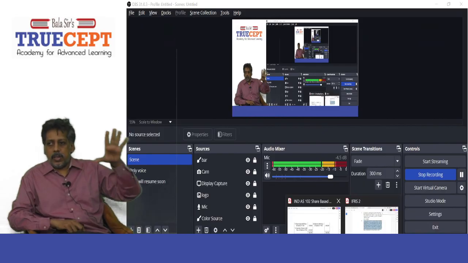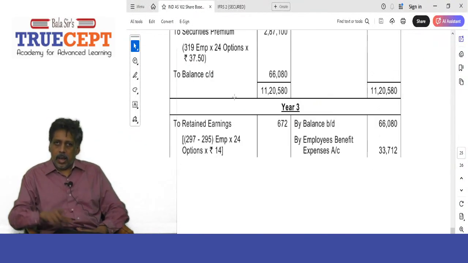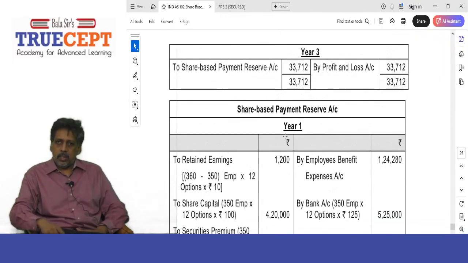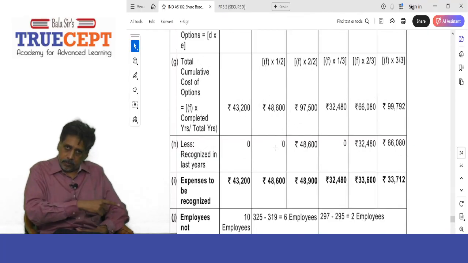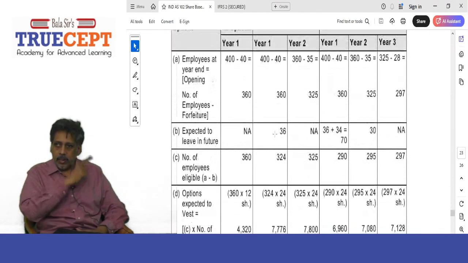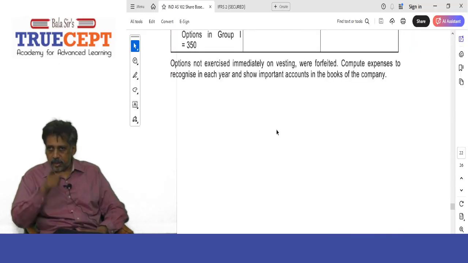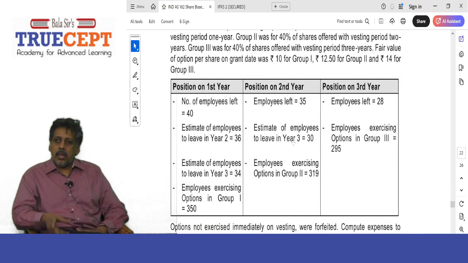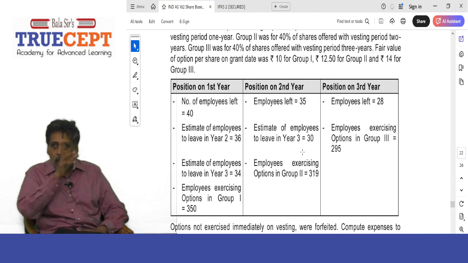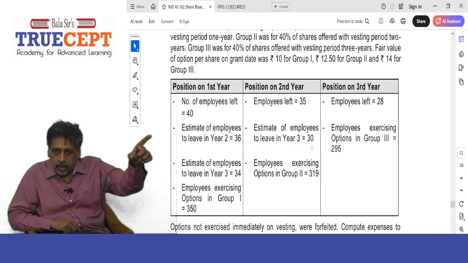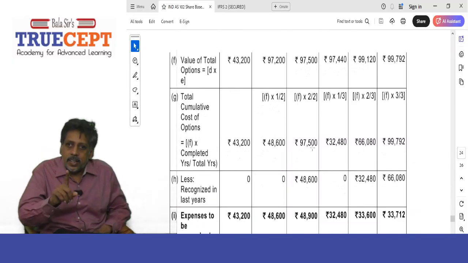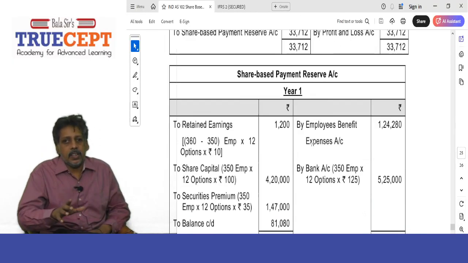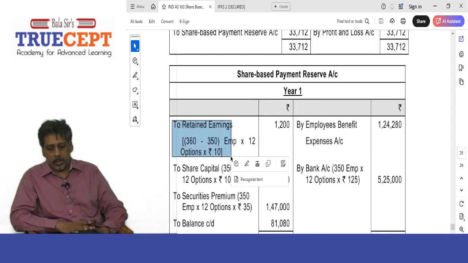Okay, so guys, with that we complete the example, but have in mind that whether the options are exercised or not, the options that are vested will be taken for calculating the expense for that particular year. And once the options are vested and not exercised, you will be transferring the amount collected from the employees through their service to retained earnings. Got it? Have that in mind.